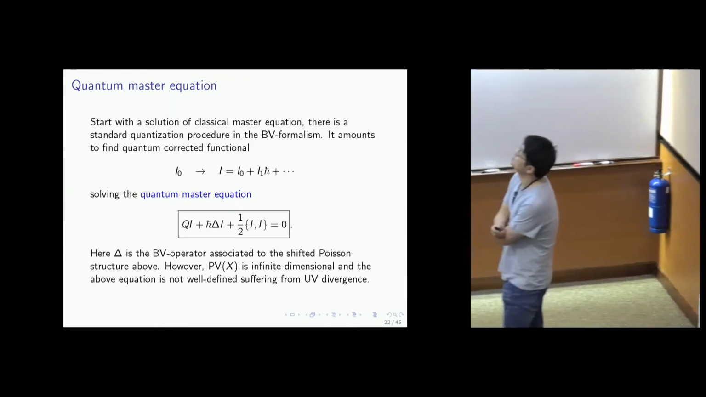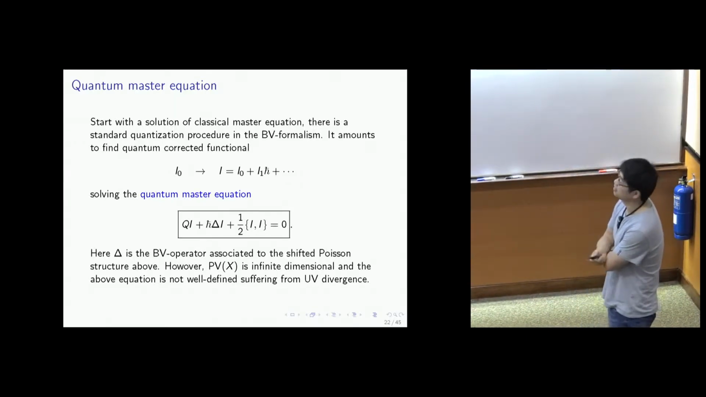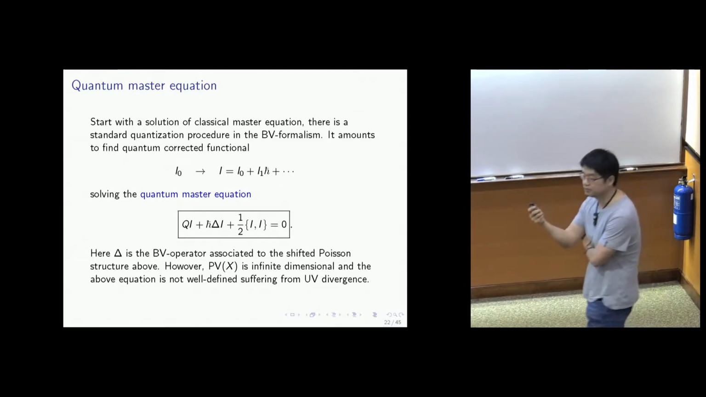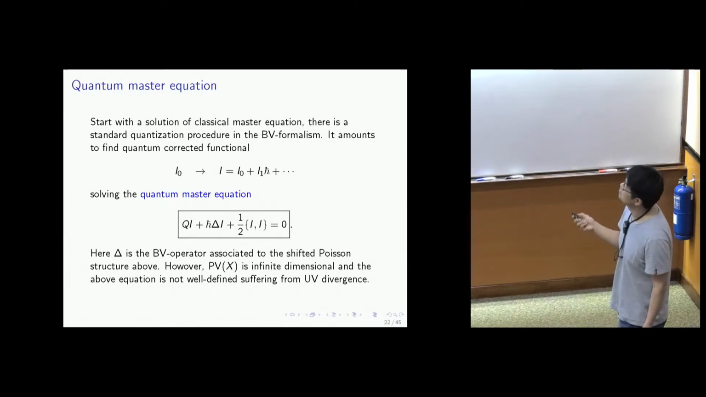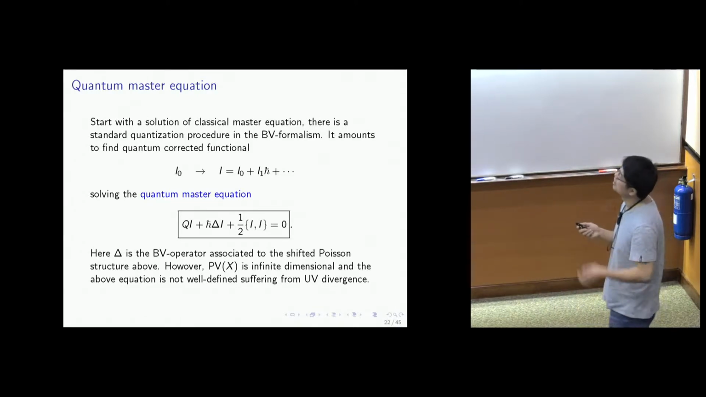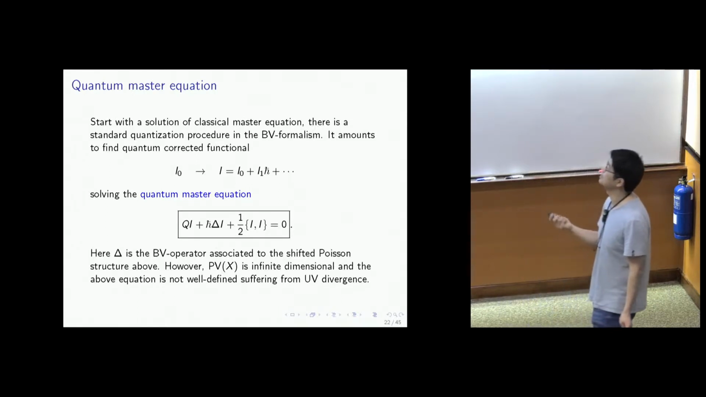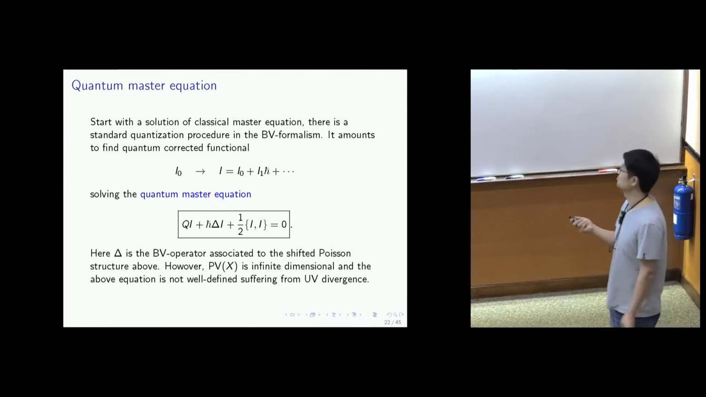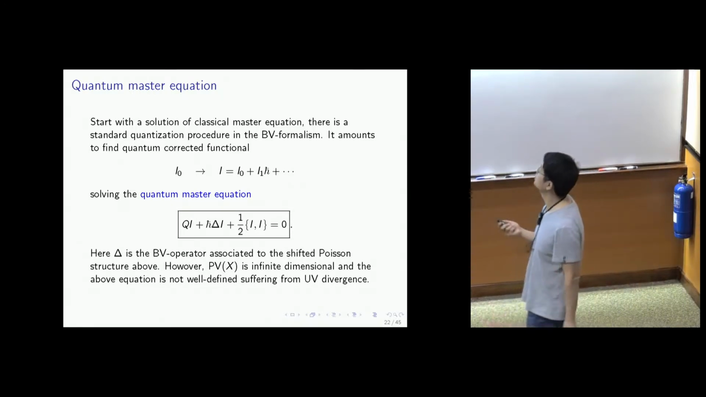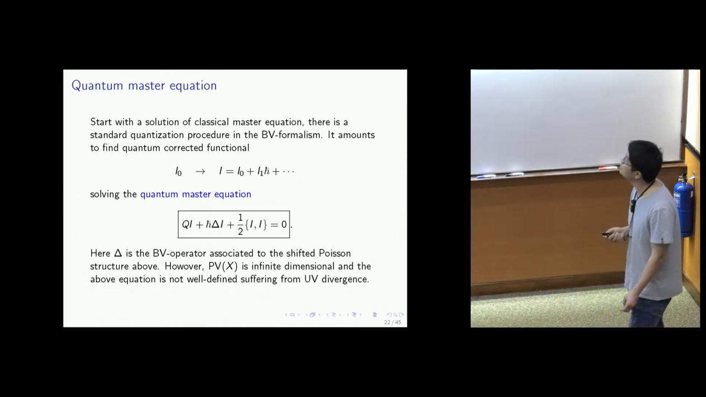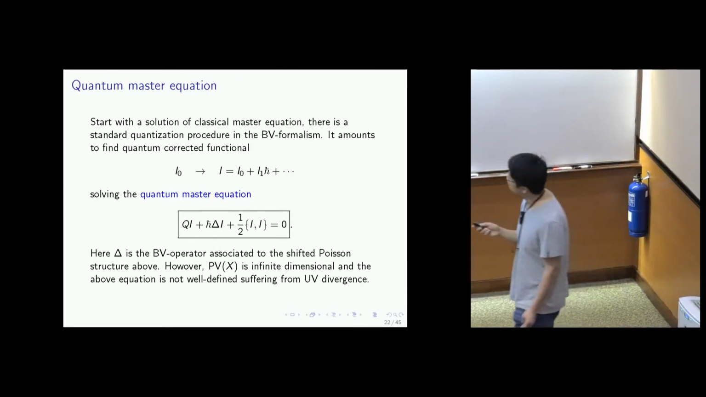Now, starting with a solution of the classical master equation, the standard way to quantize is the BV approach. This case is a degenerate BV, but we can still do the same thing, solving this quantum BV master equation. And we have the standard UV problem: this is divergent, so we need to regularize and so on. For example, at the local level, this is not well defined, which is a standard problem. And we want to get this done rigorously.